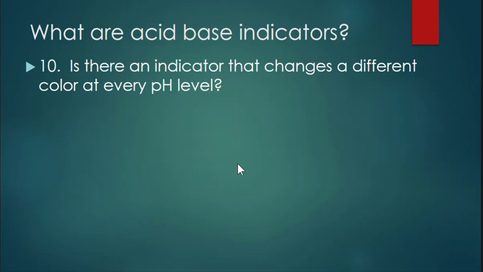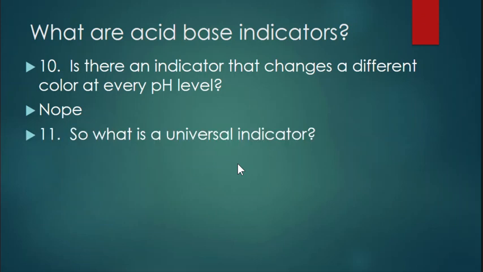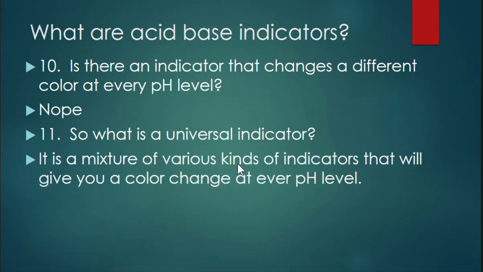Is there an indicator besides cabbage juice that will give you a color change? Is there one indicator that will give you a color change over all of the pH range? The answer is no. Even cabbage juice is made up of various indicators. Cabbage juice is known as a universal indicator, but there's also a universal indicator that you can buy. Universal indicators have a mixture of indicators inside of it that will change color at all the different points on the pH scale. So it is very, very important to us.